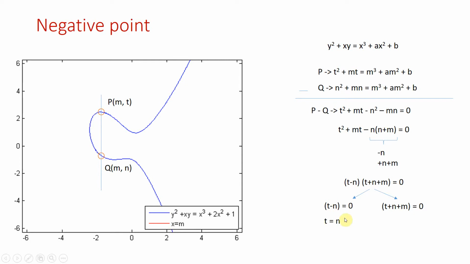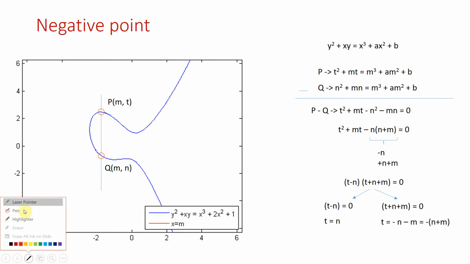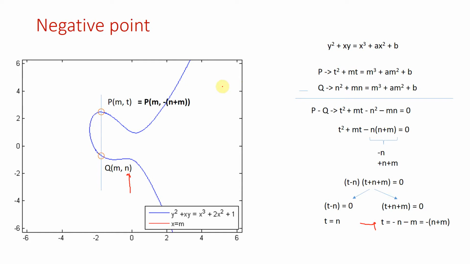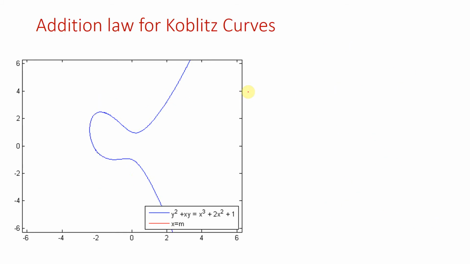In the first case, t should be equal to n, and in the second case, t should be equal to minus n minus m. We have already known that actually n is on the curve. That's why I need to focus on the second term. I can express the y coordinate of P as minus in the parentheses n plus m.